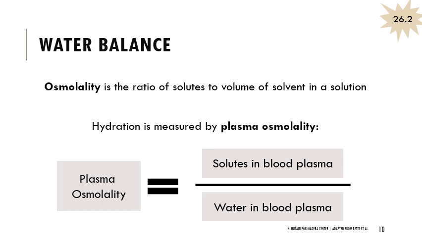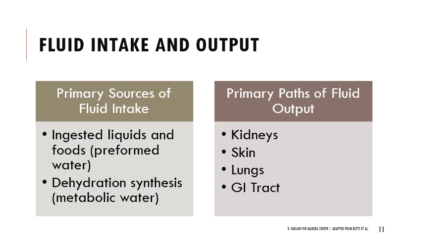Okay, so just a brief review of fluid balance. We talked about the definition of osmolality, how we calculate it in plasma as solutes in blood plasma over water in blood plasma, and our bodies respond to changes in osmolality and osmolarity by releasing different hormones and regulating those fluid levels. There's a few different sources of fluid into our body and output, and so it's important for those to balance one another to maintain fluid within our body.